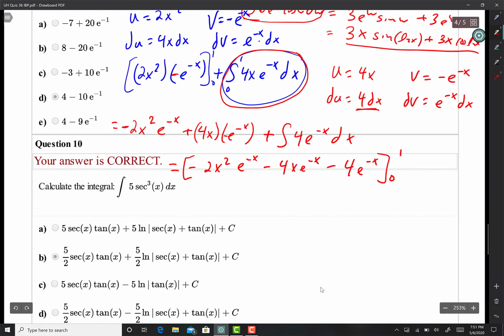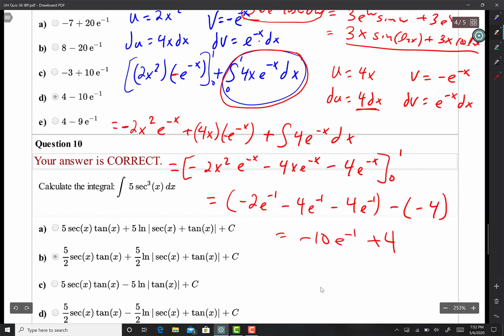All right, let's do the 1 first. If I plug in a 1, everything's going to add up here, so I'm going to have negative 2e to the negative 1, minus 4e to the negative 1, minus 4e to the negative 1, minus, if I plug in a 0, e to the 0 is 1, so minus negative 4. So that looks like 2, 4, 8, 10: negative 10e to the negative 1 plus 4.